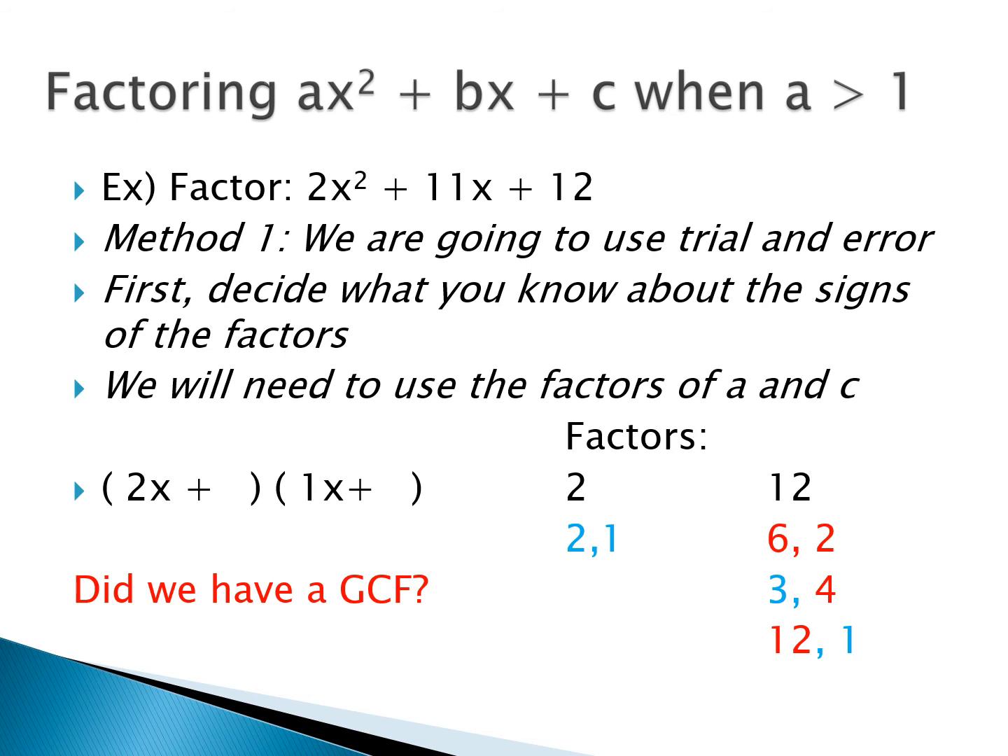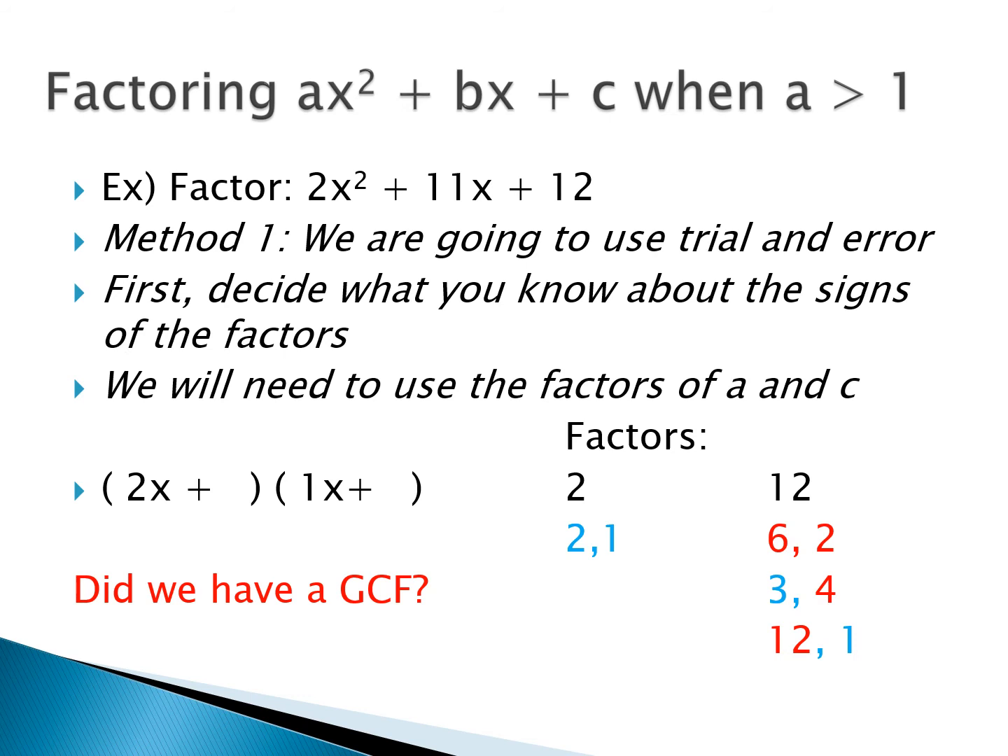And actually the way it ends up working is, because those pairs I could flip, there's really 6 different options here. So you could try all 6 and see which one gives you 11x. But I put this question here, did we have a GCF? Because if you remember, that was the first thing we wanted to look at. And for 2x squared and 11x and 12, there is no GCF.